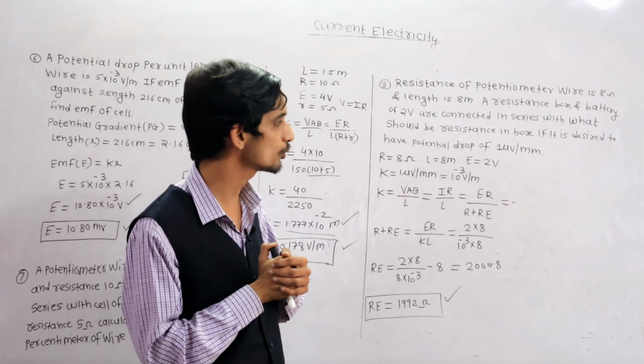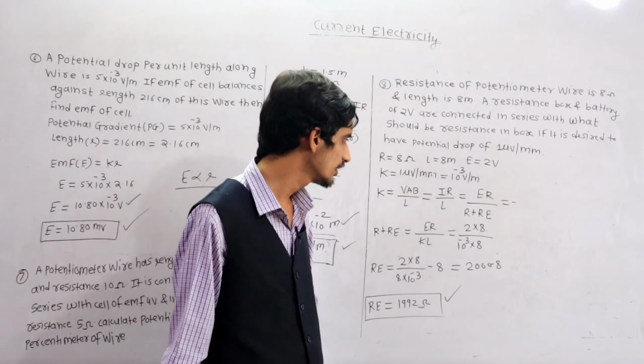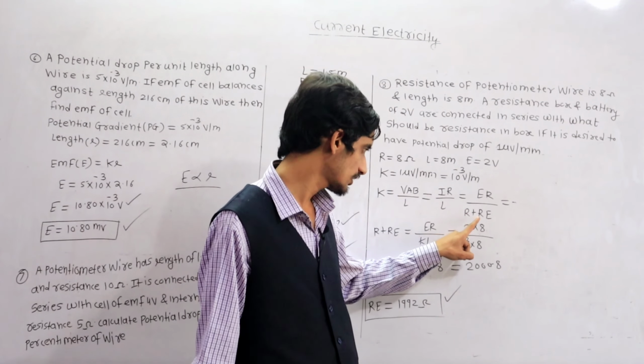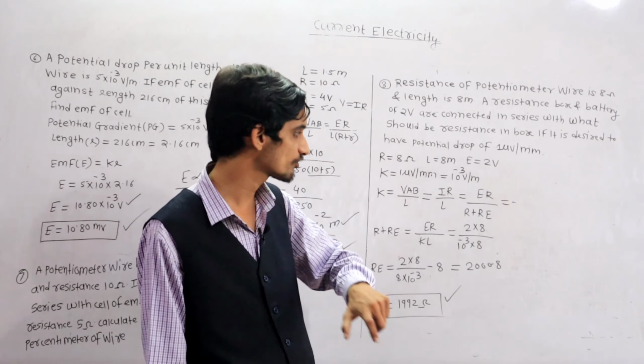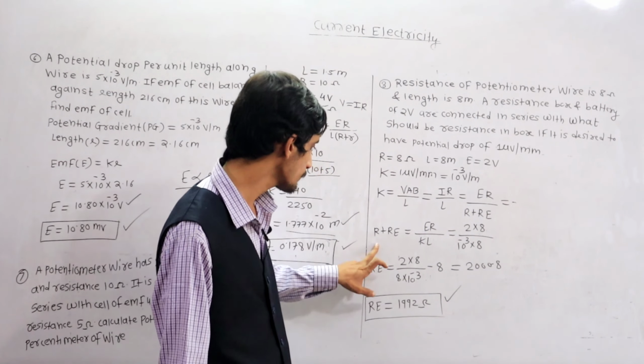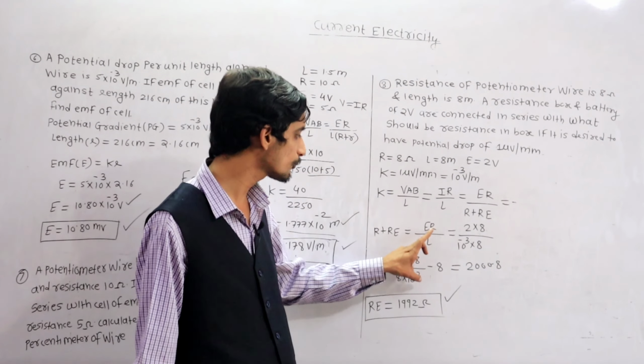8 meter and EMF is 2 volt and K is 1 microvolt per millimeter, that is 10 raised to minus 3 volt per meter. So K is equal to the same formula V_AB by L, where V_AB is I into R upon L. I is actually capital E upon R plus R_E, external resistance plus resistance of wire, into R. So R plus R_E is equal to ER upon KL.